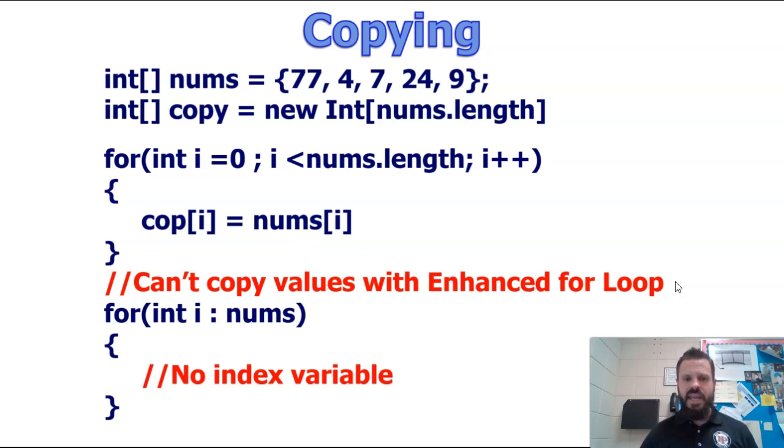Now we can't actually copy the values with an enhanced for loop because I don't have any access to the index to tell it where to put anything. When I say for each int i in nums, all that's giving me are the specific values. It doesn't actually access the indices of those values. It just runs through the values. Could we force this to work somehow with some additional counting variables? Yep, absolutely. But by the time we do that, we might as well just use a for loop as opposed to a for each loop.